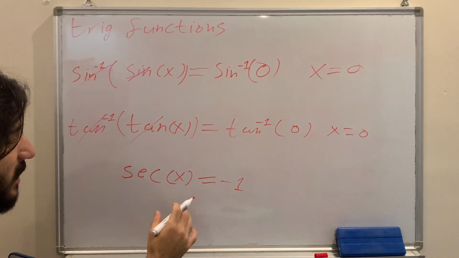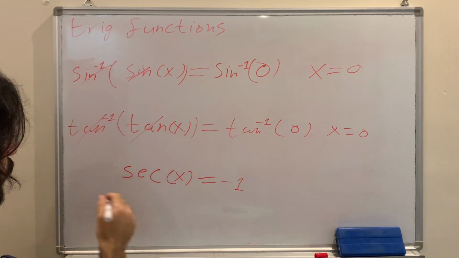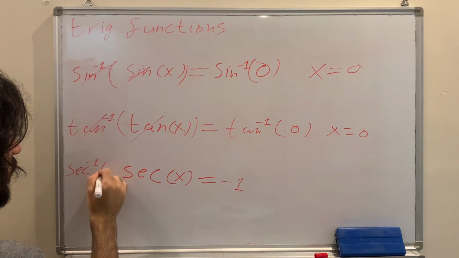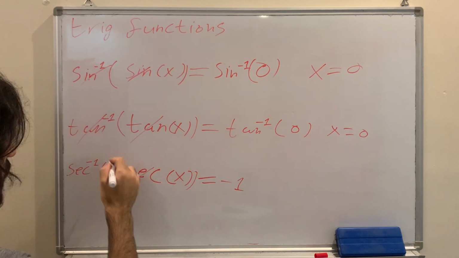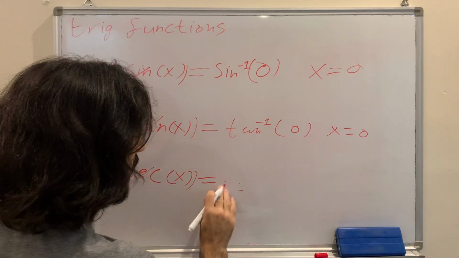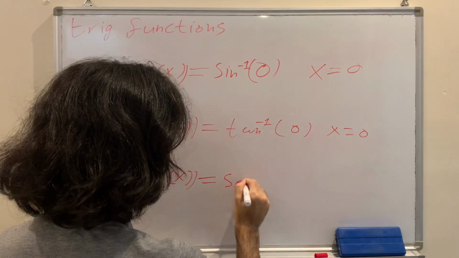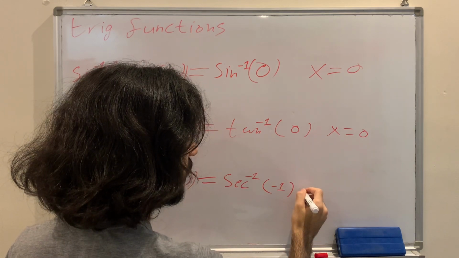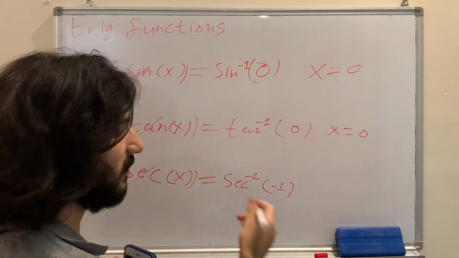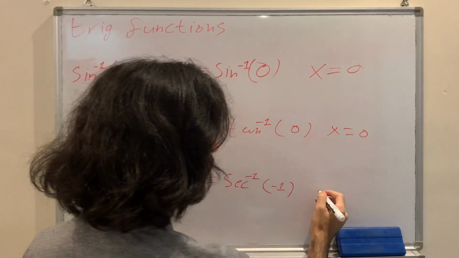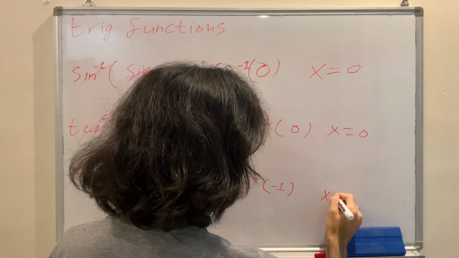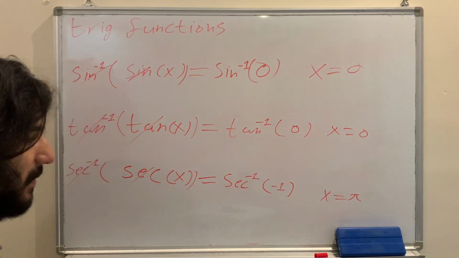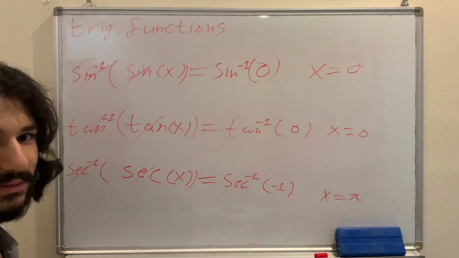And here we have secant of x equals -1. We can again take the inverse secant of x. This and this cancel out, and we're going to get here inverse secant of -1, which is pi. Inverse secant of -1 is pi. So we're going to get x equals pi. And it's that simple. And that's it for the trigonometric functions.